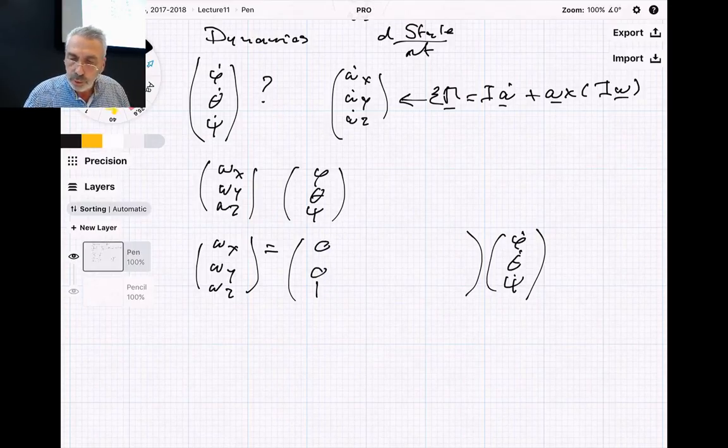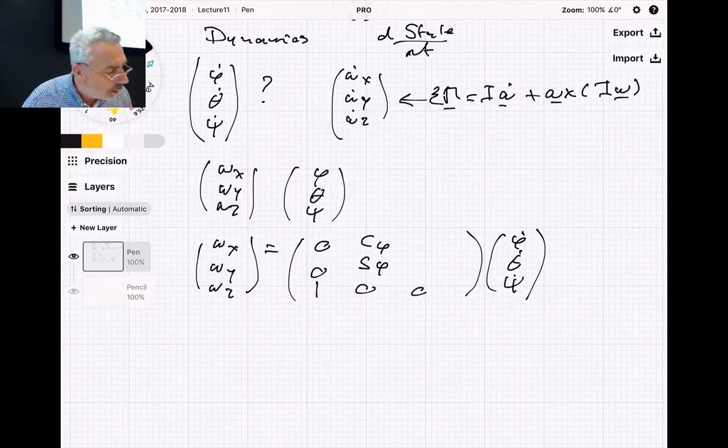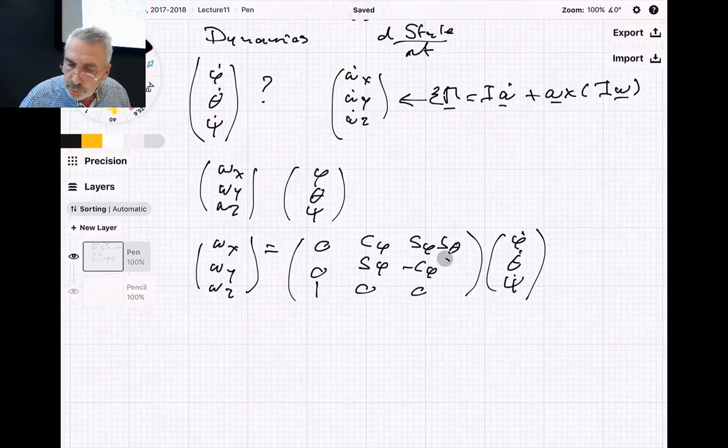There is 0, 0, 1, because apparently this phi is the first rotation, and that axis hasn't changed, since it was about the z-axis. And then for the other ones we have all kinds of terms: cosine phi, sine phi, and here we have sine phi, sine theta, and here minus cosine phi, sine theta. Anyway, this was how we derived how the time derivatives of the Euler angles are connected to the Euler angles and the angular speeds of the body. But we need the inverse relation. We need to find out phi dot, theta dot, and psi dot.